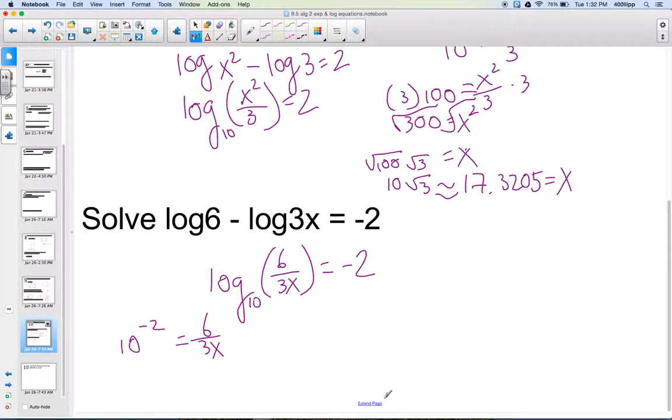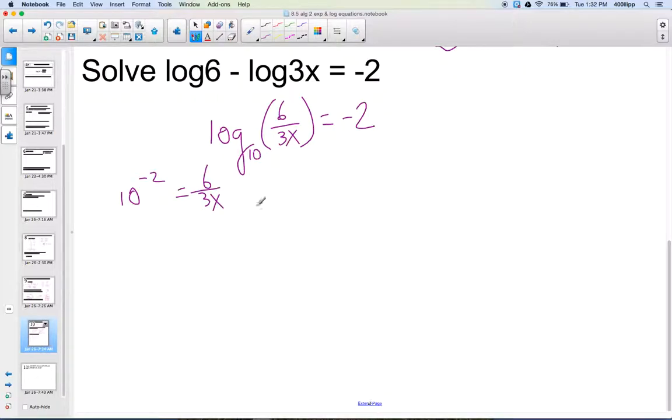Okay, and then I can evaluate 10 to the negative 2, which is the same as 1 over 10 squared. If we bring this to the denominator, it will get rid of the negative exponent. So this is 1 over 100 is equal to 6 over 3x. I can go ahead and cross multiply here, so that will give me 3x equals 600, just by multiplying 6 times 100 and 1 times 3x.